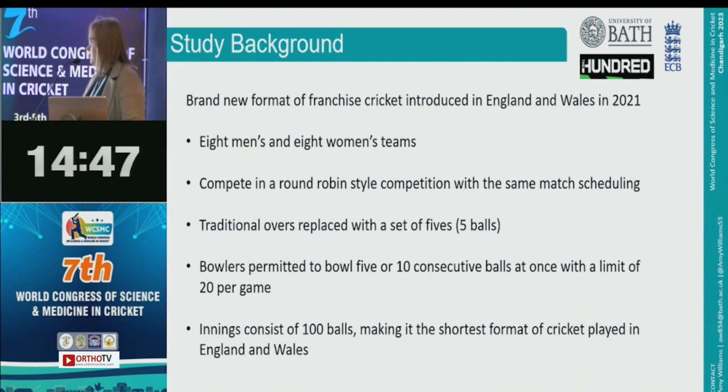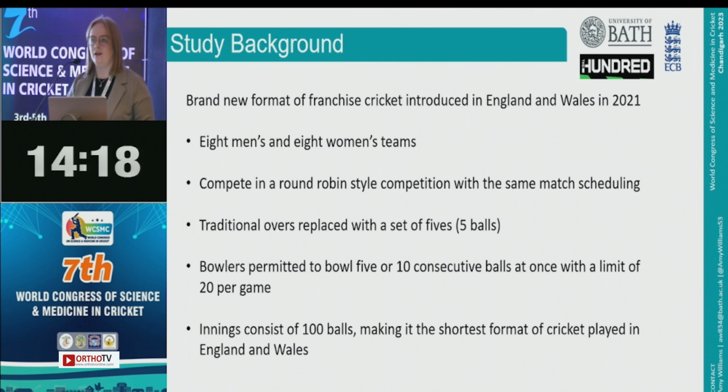So this study looks at the 100 and specifically the injury surveillance within it. I'm sure we've all heard of the 100, but just a little bit of background on the tournament. It's a brand new franchise cricket that got introduced in England and Wales in the 2021 domestic season, and it involves 8 new men's and 8 new women's teams across city-based. And they compete in a round-robin style competition with then an elimination and a final match.